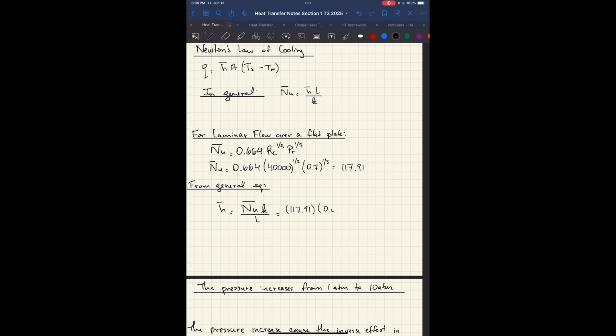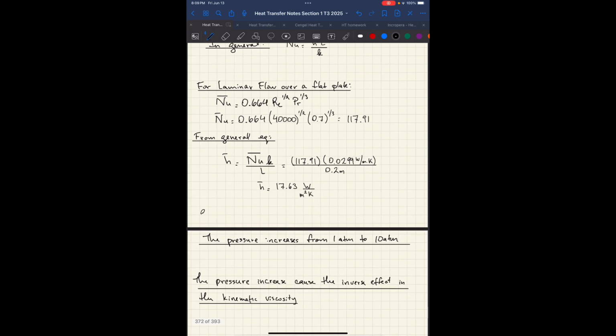k was 0.0299. The length of the plate was 0.2. So h bar turns out to be 17.63 watts per meter squared Kelvin. We can now calculate Q. At this point, it's just plug and chug.